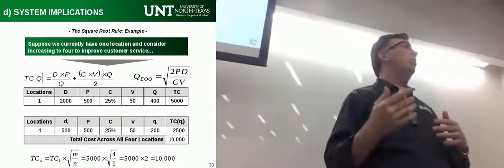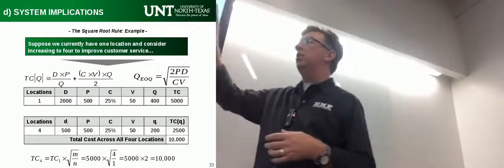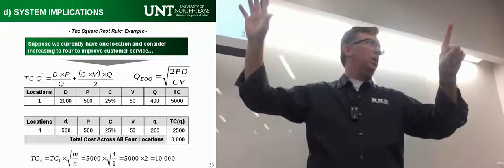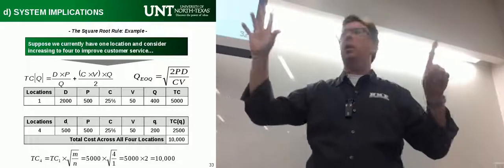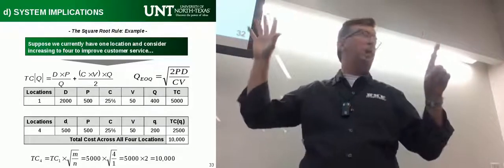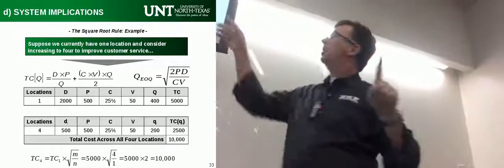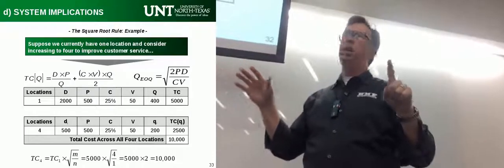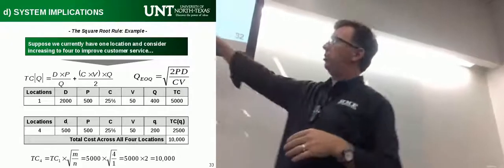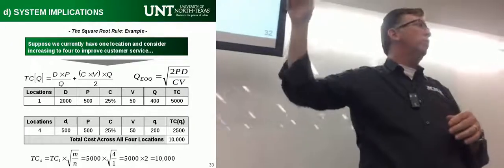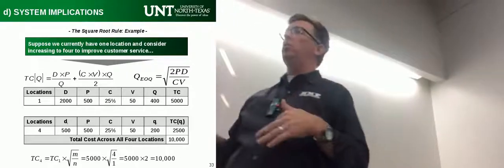And so if I'm at $2,500 for each location and I have 4 locations, that is $10,000. So I started with a $5,000 total cost at one location. We're sitting around the conference room table saying, we really need 4 facilities. And your manager says, oh my gosh, our inventory costs are going to go up by 4. We're going to have $20,000 of total cost. You say, no, it's only going to go up by half, because as we look at scaling inventory, it's the square root of the ratio of the number of locations, right? So square root of 4 is 2, square root of 1 is 1. And so it doesn't go up by 4, it goes up by 2.